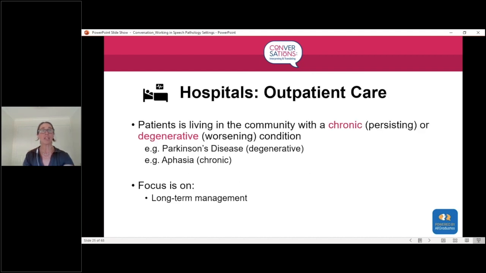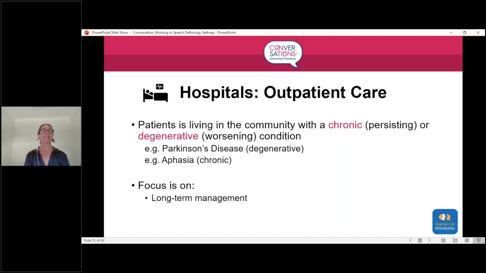Okay, and then outpatient care. This is where speech pathologists work with patients who are actually out and about living in the community. They have chronic, which is persisting issues, or they have degenerative issues, so their condition is worsening, and they come into the hospital from time to time for an update or for further care, further assessment from a speech pathologist.